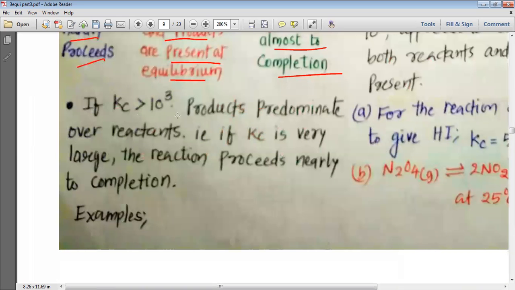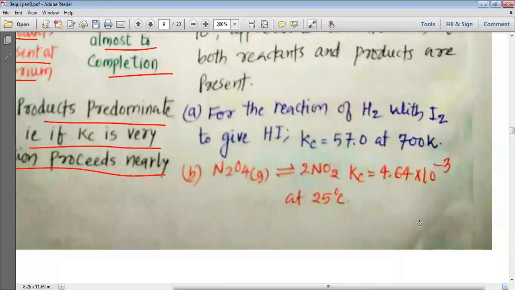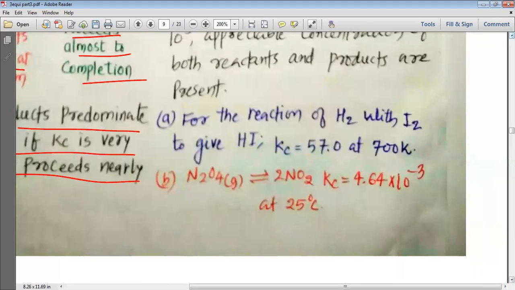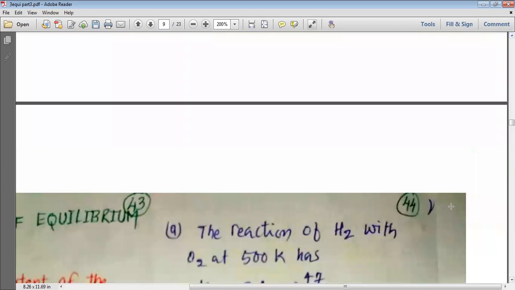So if the value of Kc is more than 1000, products predominate over the reactants, and if Kc is very large, the reaction proceeds nearly to completion. So let us look into examples where the value of Kc is given, and we can see that these are reactions that take place almost to completion. So let's have a look at this.